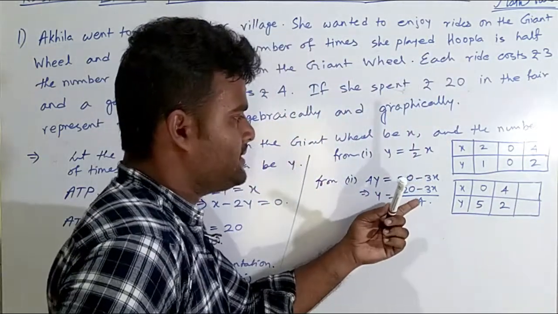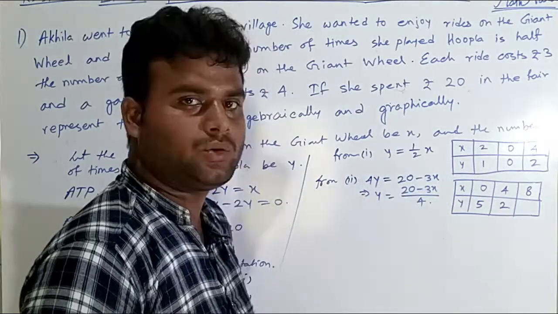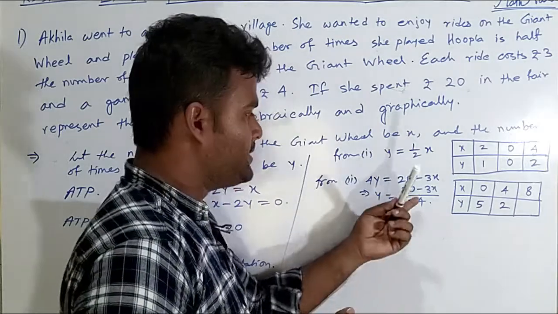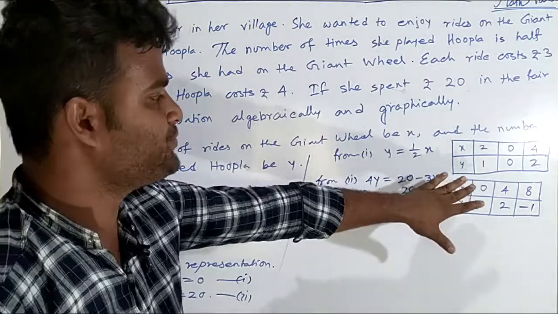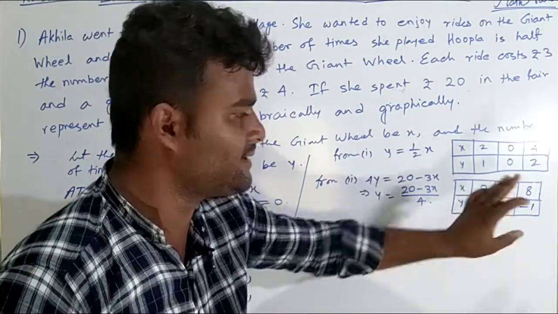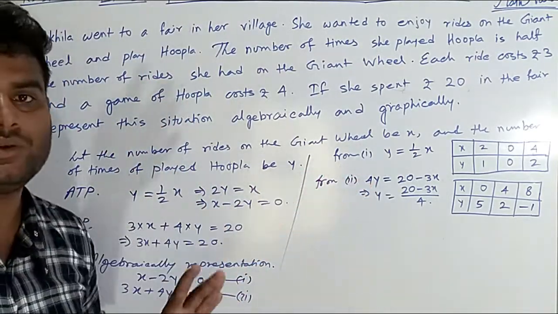Now if we put x equal to 8, then 8 3s are 24, and 20 minus 24 is minus 4, minus 4 by 4, that is minus 1. Now we get a table for these two equations. Now we plot these coordinates in a graph and we find the graphical representation of these two equations.